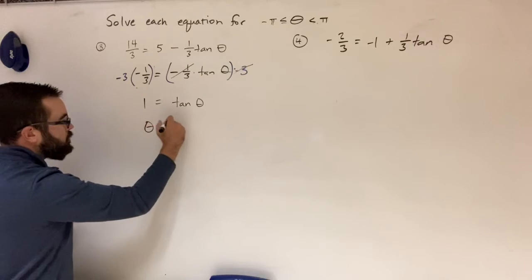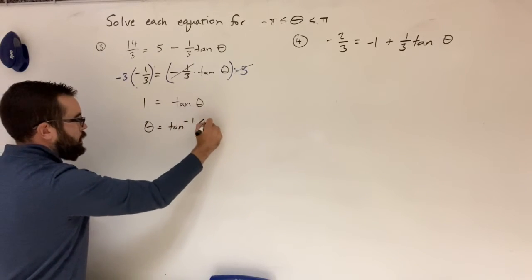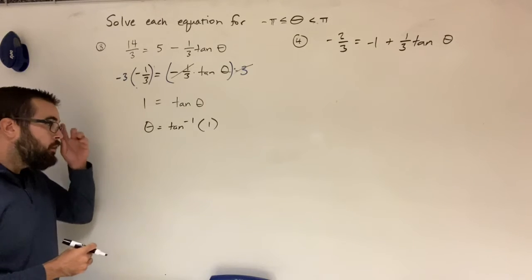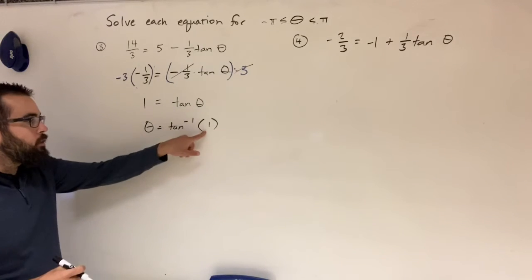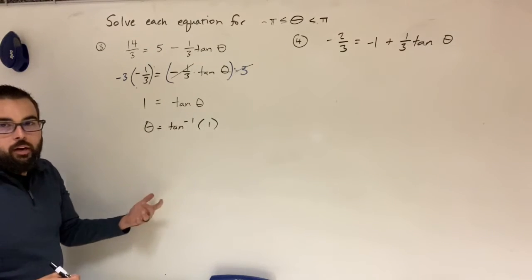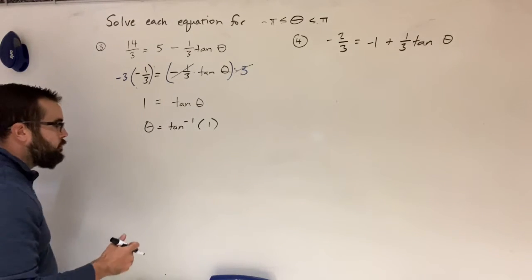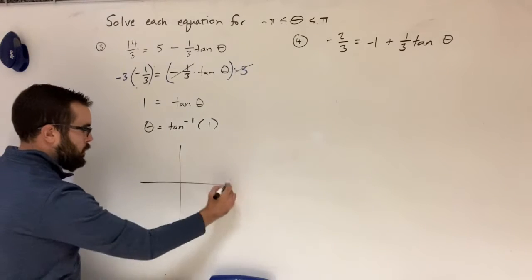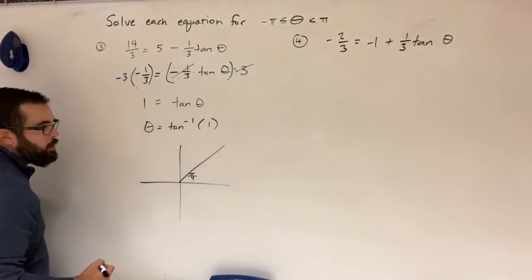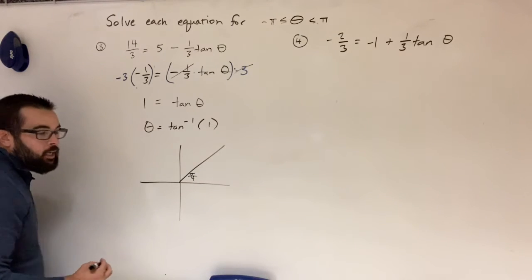Okay, taking the inverse of both sides, I have theta is equal to the inverse tangent of 1. All right, well, we did that earlier. Okay, well, we did negative 1, but same idea. The reference angle is going to be 45, so that's good. We're in radians, so pi over 4 is one angle.